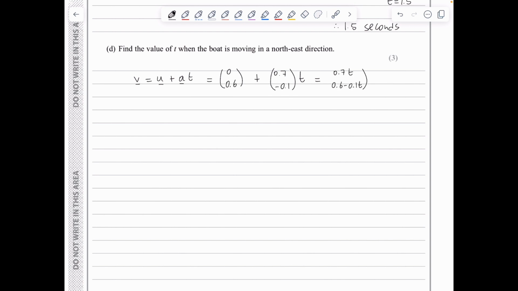And we know that this must be parallel to (1, 1) again, because I want it to be moving in a northeast direction. So we have 0.7t over 0.6 − 0.1t is equal to 1 over 1. I will cross multiply to get 0.7t = 0.6 − 0.1t, leading to 0.8t = 0.6, and therefore we get that t is 0.75, and this is also seconds. Remember, the time in this question is measured in seconds.